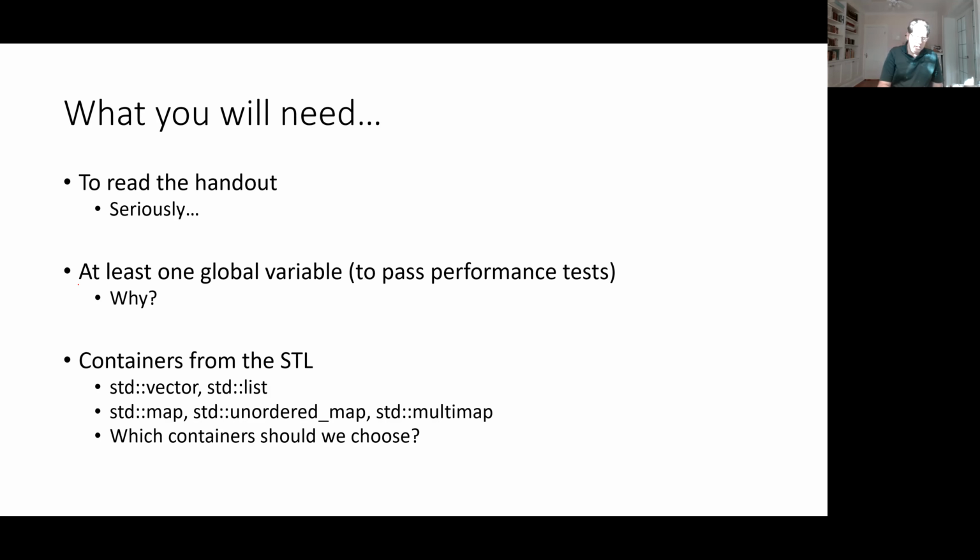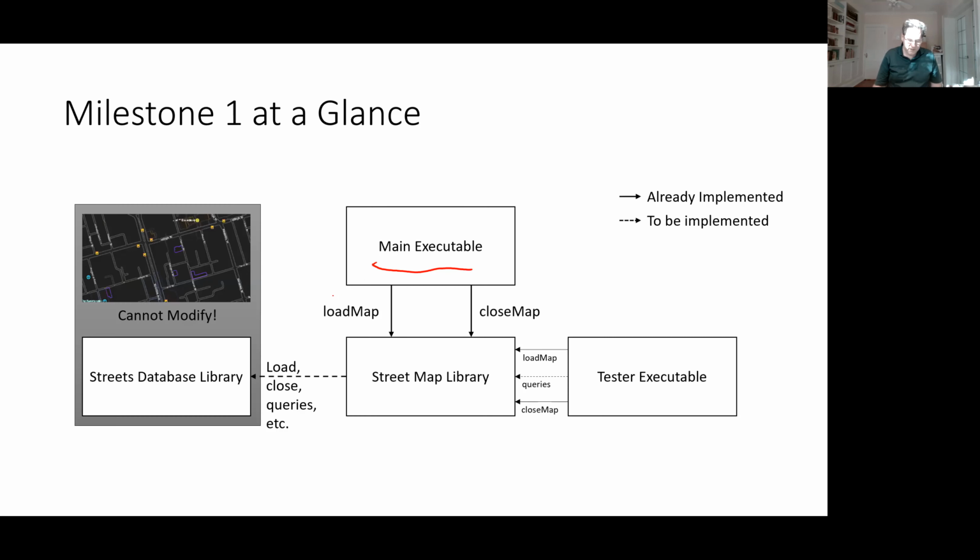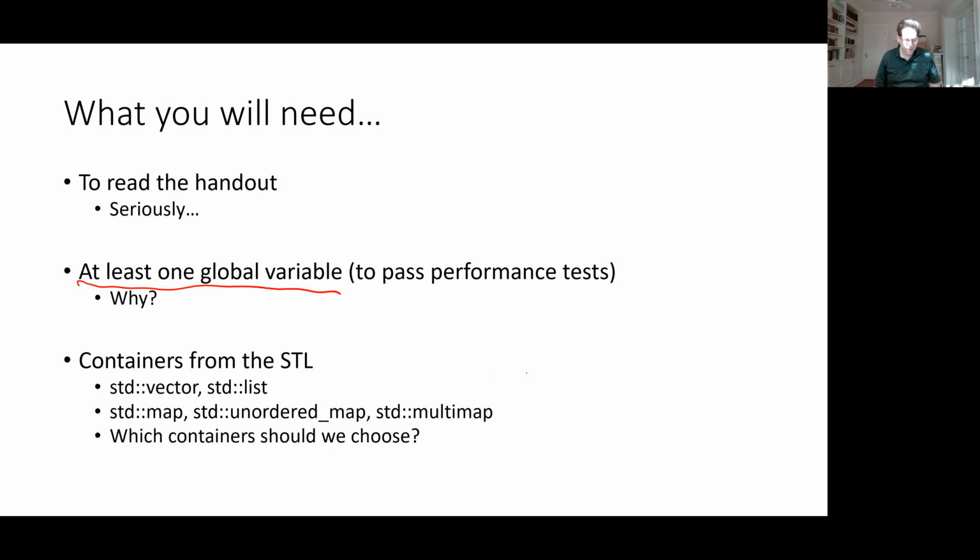You're going to need to have at least one global variable, and I'm going to talk about why you need that later. Basically, this load map function is going to have to store some data, and the way for these queries, which come later, to get access to that data is that there has to be at least one global variable to allow these things to connect.